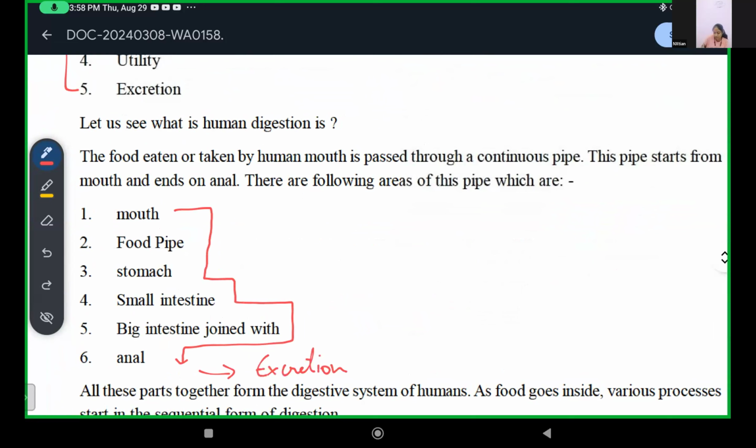And here is the intake. Then somewhere here is the digestion. And then absorption and utility.